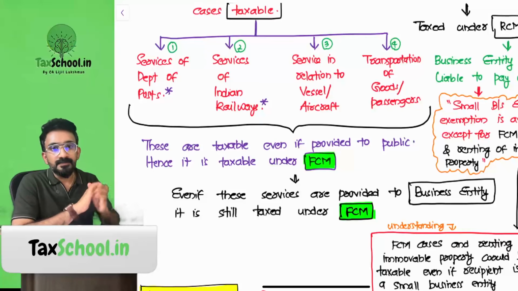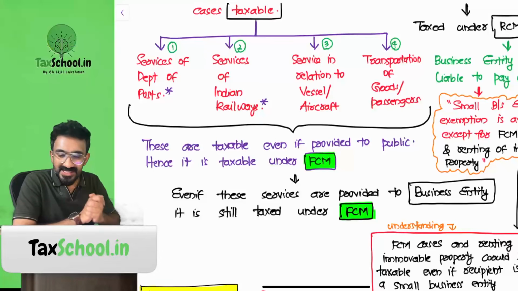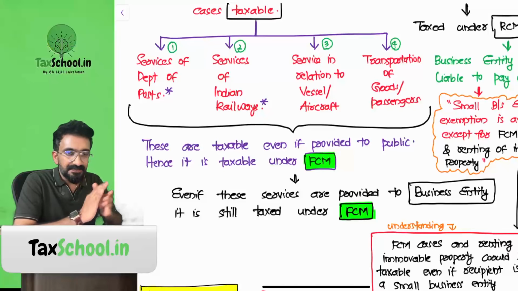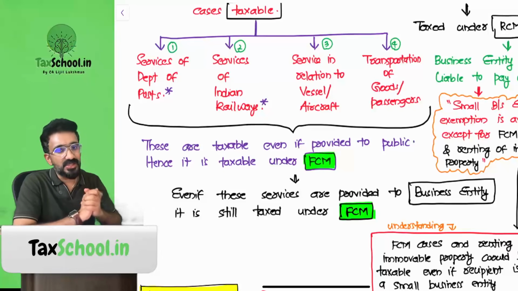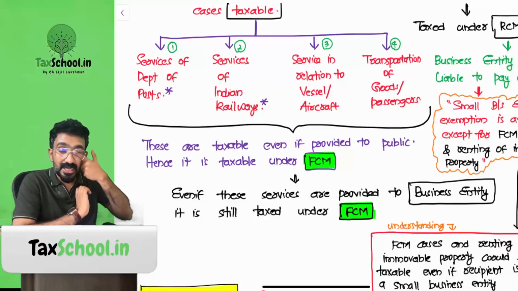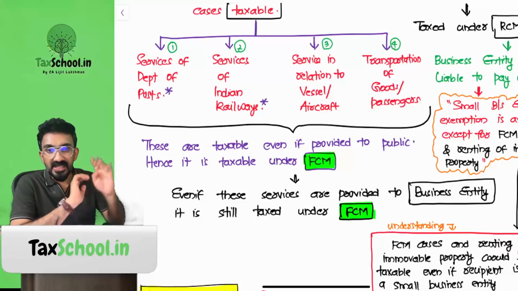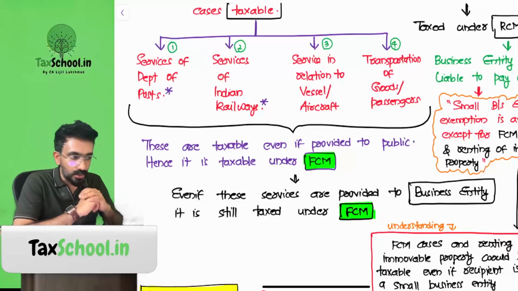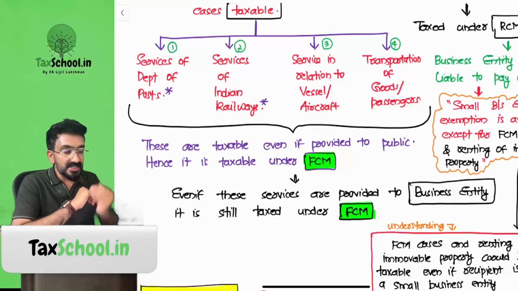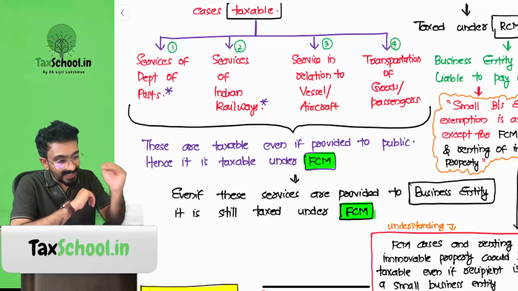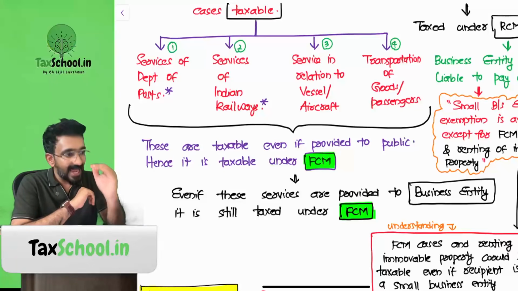Number three, services in relation to vessel or aircraft, licensing, repair, any services by government in relation to vessel or aircraft, even to public or businesses, are taxable and taxable under FCM. Now, the fourth one is transportation of goods or passengers. Now, why am I reading all of these areas which are under FCM? Because I want to tell you that these four services are taxable. I'm trying to take a logical route to it. Now, all these four services are actually services which are taxable even if it's provided to public. Now, what is the structure? When it is provided to public, it is taxable, which means I can only bring what charge here? FCM.